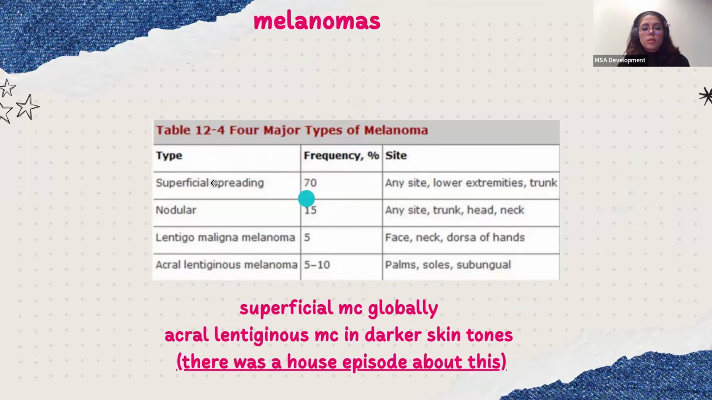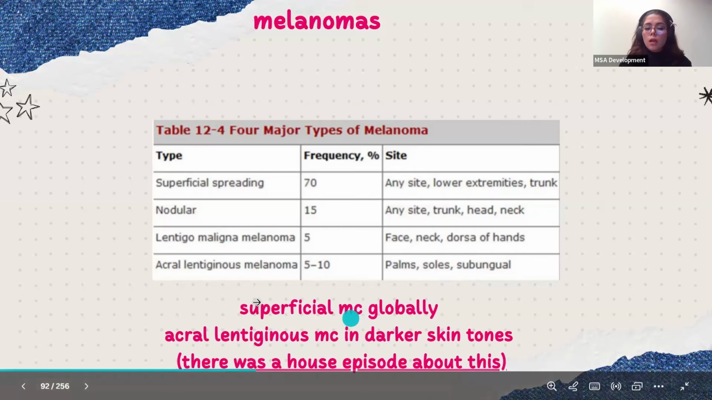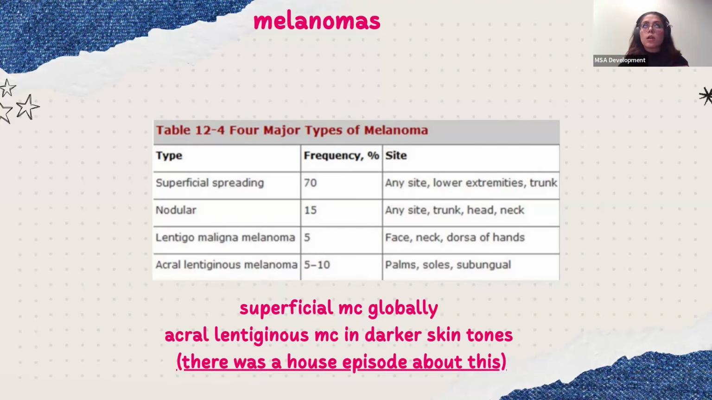Four major types of melanoma. Okay, you have the superficial spreading, which is the most frequent. Okay, you have the nodular, as in nodules. Okay, 15% lentigo malignant melanoma, 5% acral lentiginous melanoma is 5 to 10. So the palms, the soles of the feet, and the subungual. I don't know what that is. Acral lentiginous melanoma is the most common skin cancer in darker skin tones.